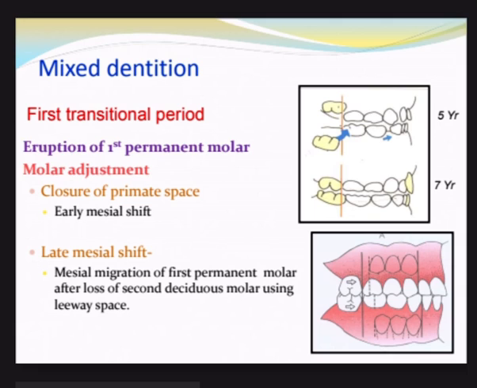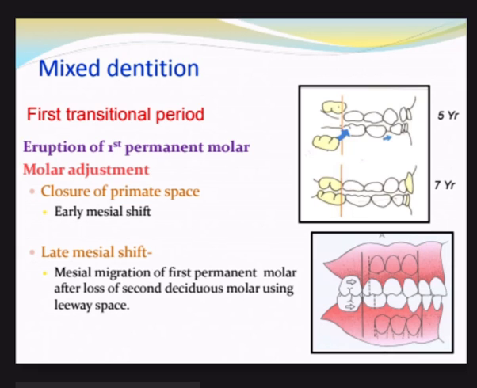When the first permanent molar comes into class 1 molar relationship after the loss of the second deciduous molar, that is in your late mesial shift period. Late mesial shift period is somewhere between 9 to 11 years of age. Late mesial shift is happening, and at that time, there is something called leeway space.